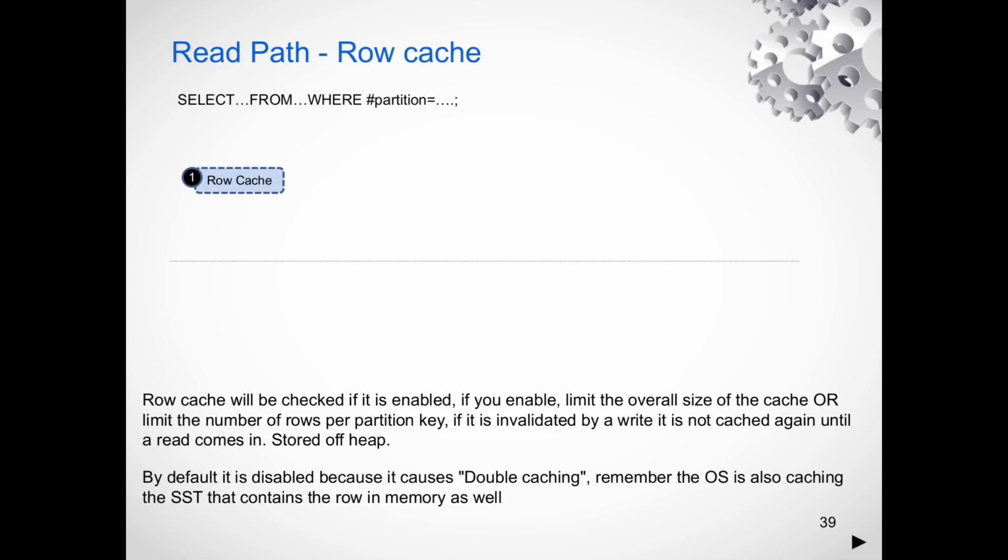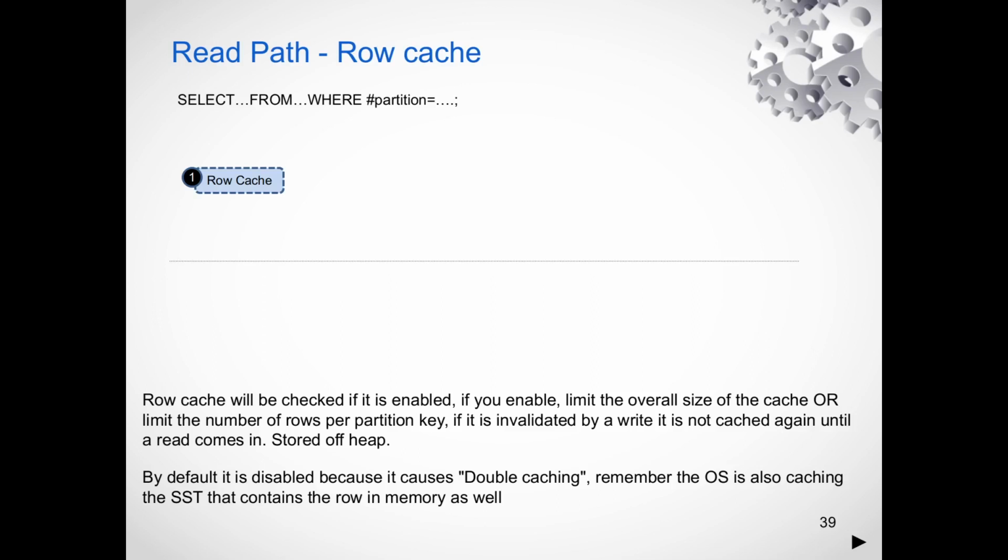So when the read comes in, the first thing that the Cassandra node checks is the row cache. Have I cached this entire data that the user desires in row cache? In other words, have I recently served this data? If I have, I might find it there, and then everything is good. No big deal. But row cache is by default disabled, and there is a good reason behind that.